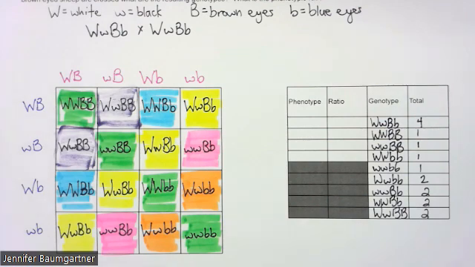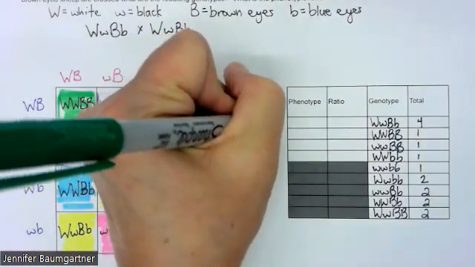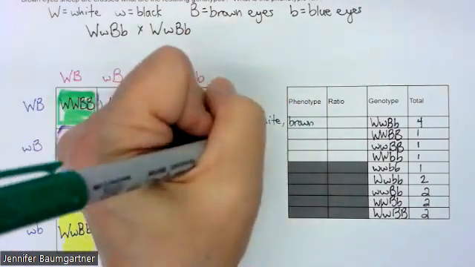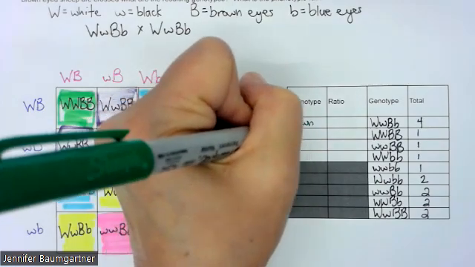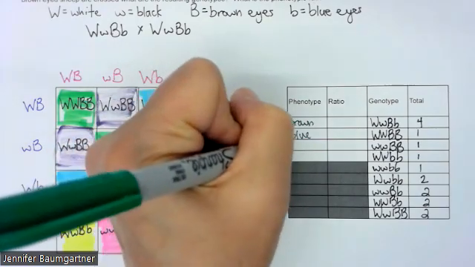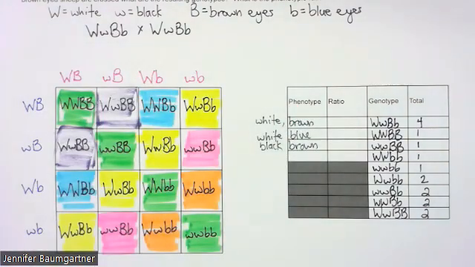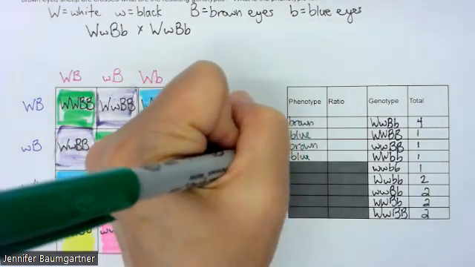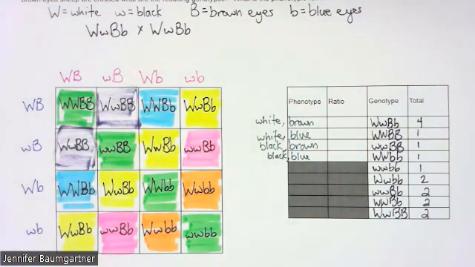What you are asked to do very often is to analyze the phenotypes. So with 4 traits, my phenotypes are white wool and brown eyes. I could have white wool and blue eyes. I could have black wool and brown eyes, or I could have black wool and blue eyes. So those are my 4 possible phenotypes. So this is my wool color and these are my eyes.